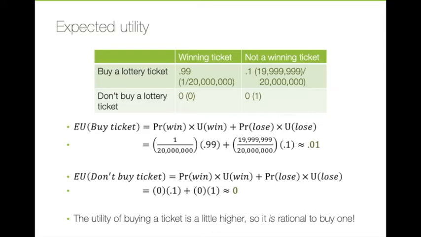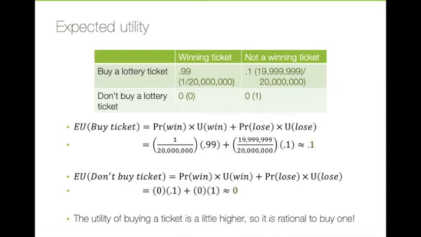But the utility of losing is positive. It's 0.1. We get a little bit of utility. Running the numbers, because the chance of actually winning is so low, that's essentially 0 expected utility. But the chance of getting a little fun is basically guaranteed. So we end up with an approximate expected utility of 0.1.